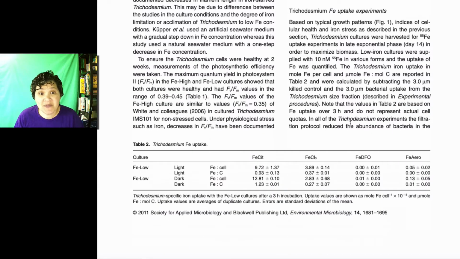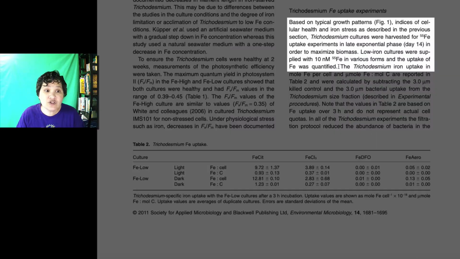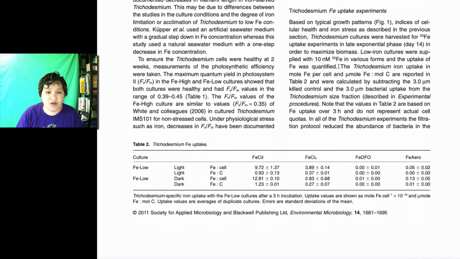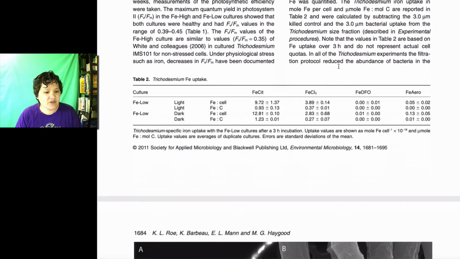Trichodesmium iron uptake experiments. Okay, so now we have another set of experiments. Here they actually have 2 sentences that describe very briefly how they did the iron uptake experiments. If you want more information, you go back to the method section. They talk about how they calculated the iron uptake from their measurements. And then here's the first illustration.